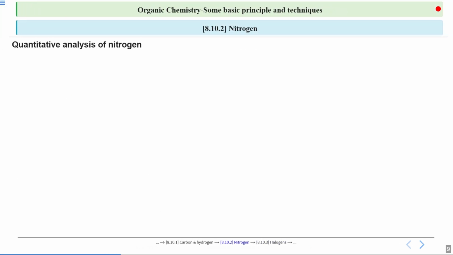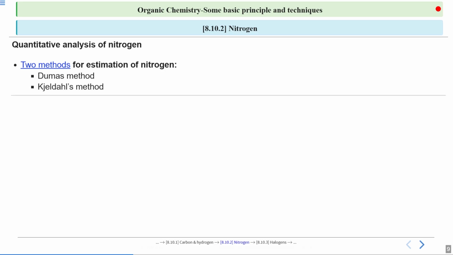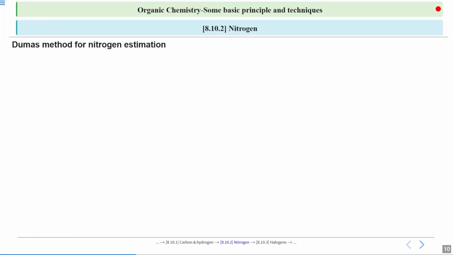Now we are focusing on the quantitative analysis of nitrogen in organic compounds. So let us examine the two main methods used for estimating nitrogen in organic compounds. The first method is called the Dumas method, and the second method is called the Kjeldahl's method. So starting with the Dumas method for nitrogen estimation.